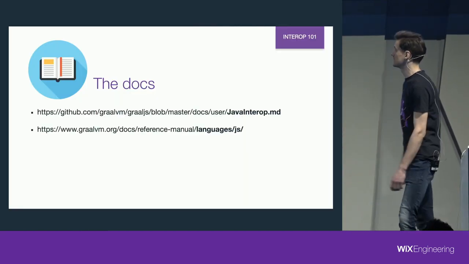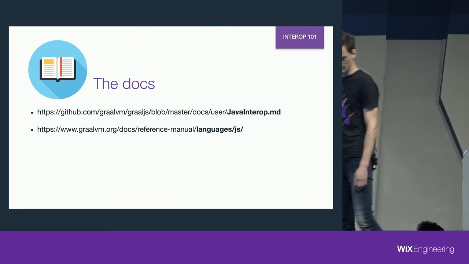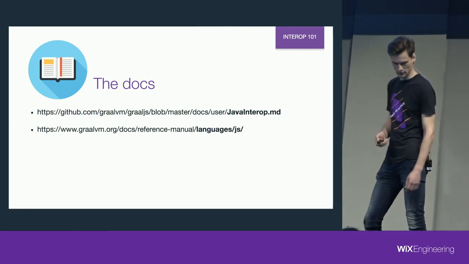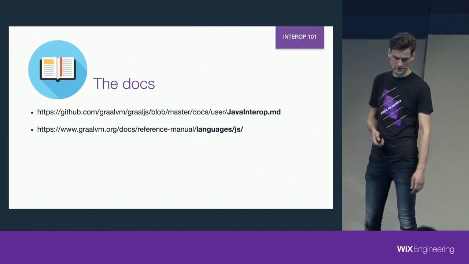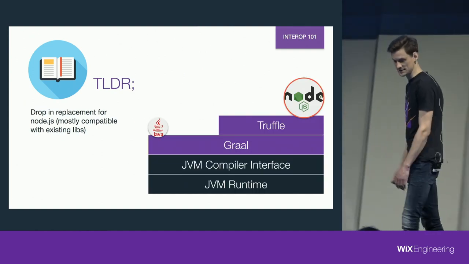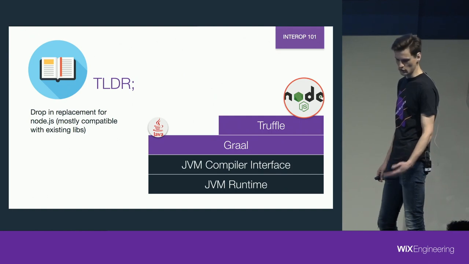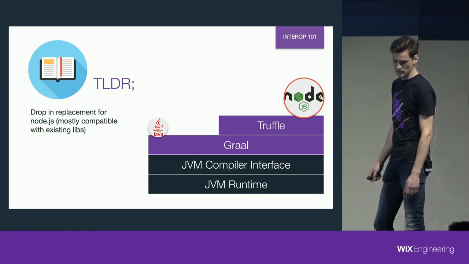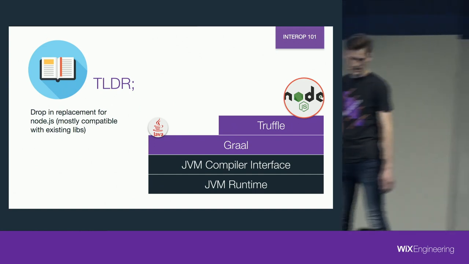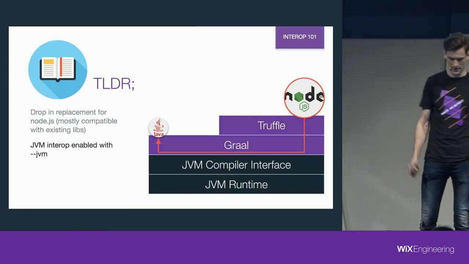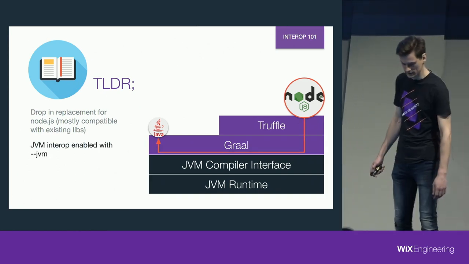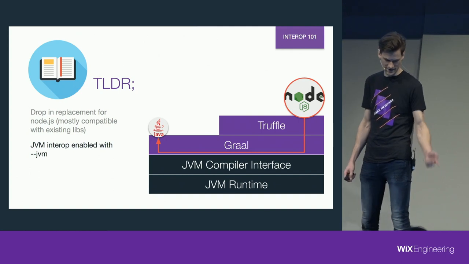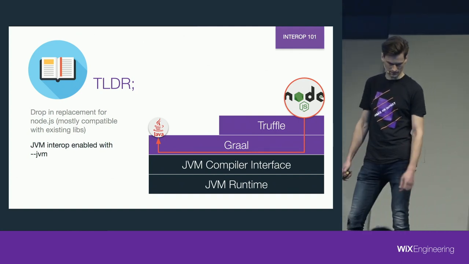So, how do we use a JVM library in Node.js? Well, there's documentation, and the slides will be available somewhere, I assume, so you can just go to these links and read a bit about it. We won't spend too much time on this, but the TLDR is that inside of the GraalVM, you get a node executable, which is a drop-in replacement for Node.js, and it's mostly compatible with existing libraries, and you enable JVM interoperability by starting the node binary with a --jvm flag.